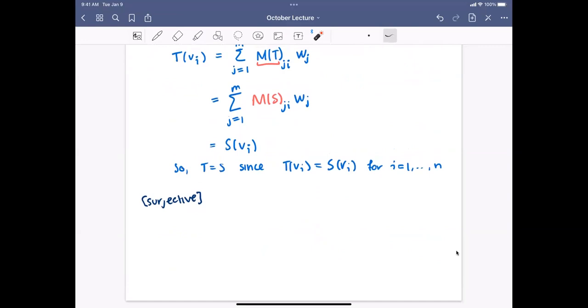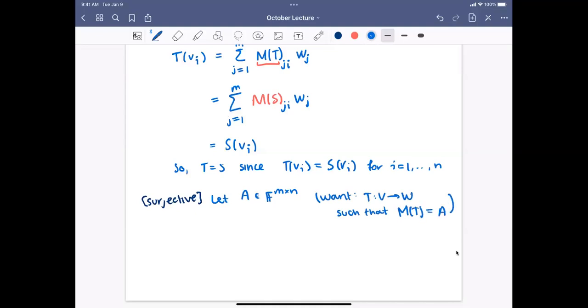So we have to show that if we have something in the target, then I can produce something in the domain that maps to that. So we'll just let A be any m by n matrix over F. So we want to produce some T from V to W such that M of T is equal to A. And then that will have shown that M is surjective.